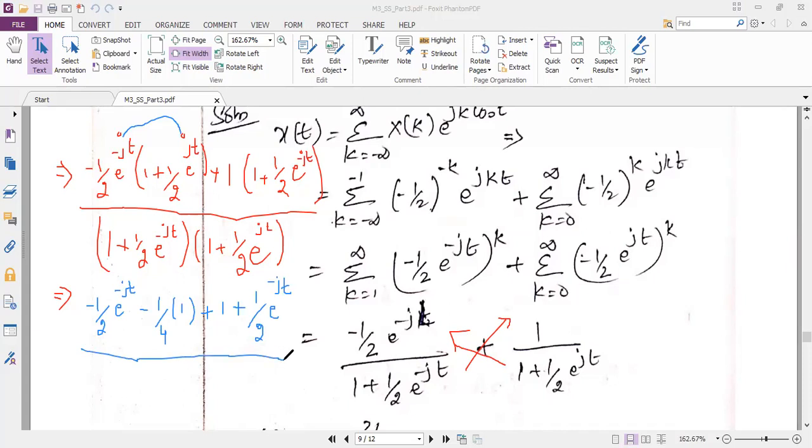e power minus jt, yes ma'am, plus 1. So we can cancel the first term and the last term, right? So I hope you all understood. Now in the denominator also I want you to just expand it, just a multiplication. You can do it fast.